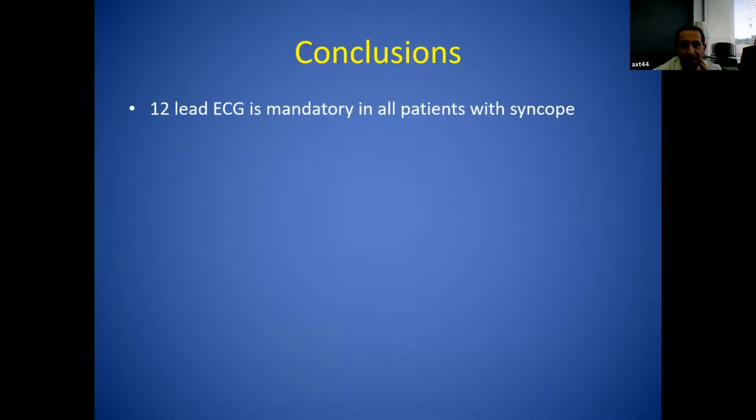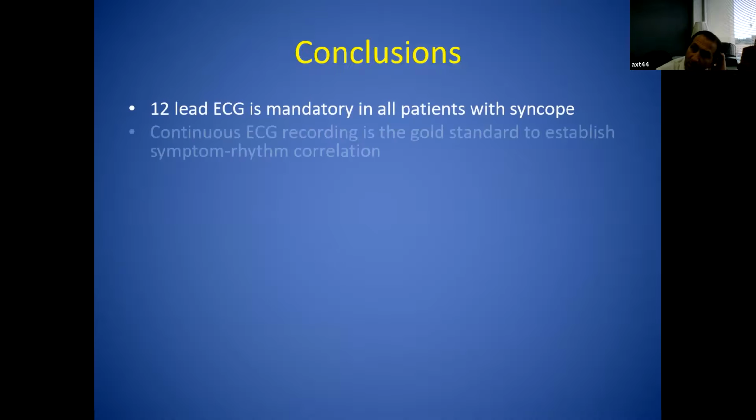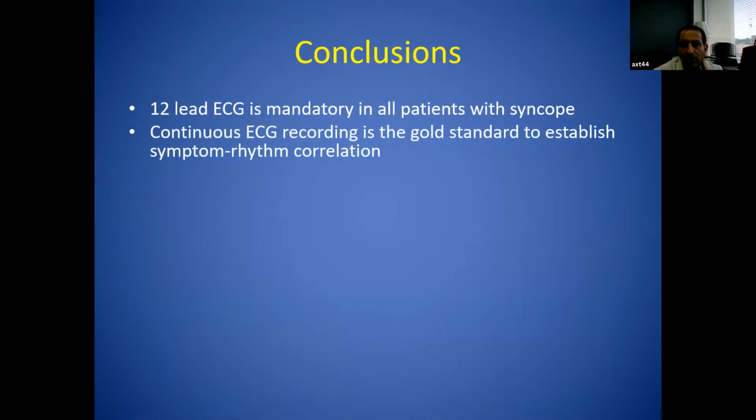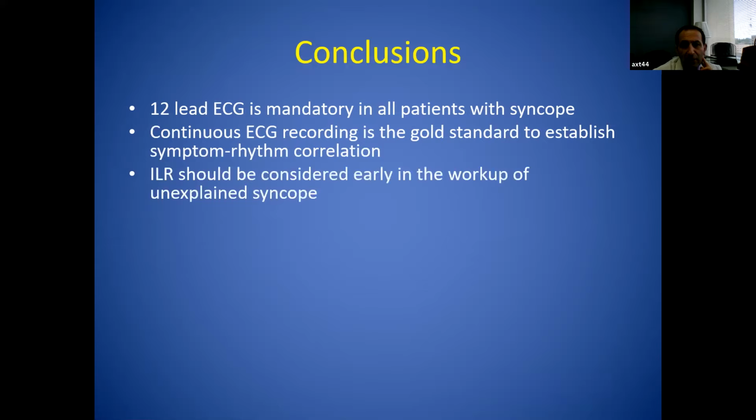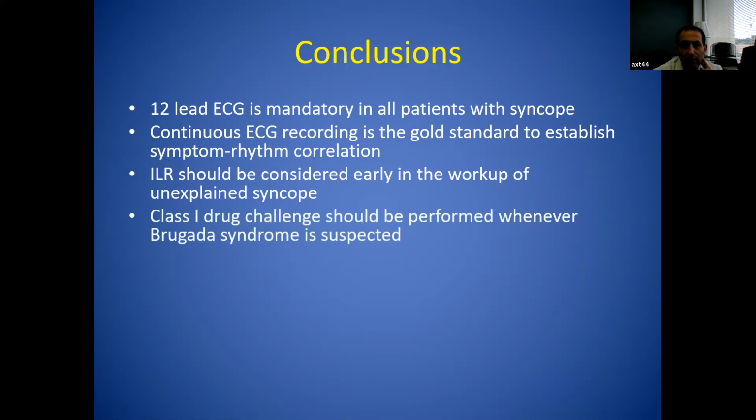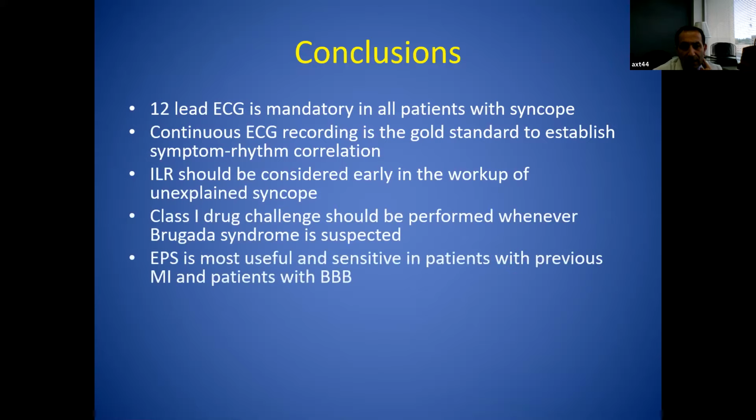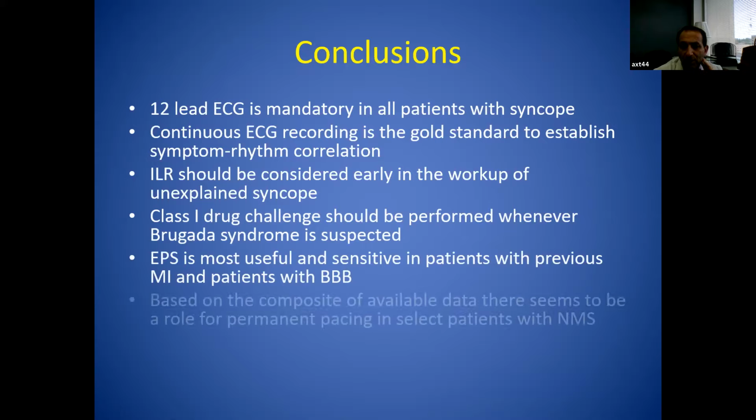Conclusions: 12-lead ECG is mandatory in all patients with syncope. Continuous ECG recording is the gold standard to establish symptom-rhythm correlation. ILR should be considered early in the workup of unexplained syncope. Class 1 drug challenge should be performed if you suspect a Brugada. EPS is most useful and sensitive in patients with previous MI and patients with some form of bundle branch block or wide QRS.